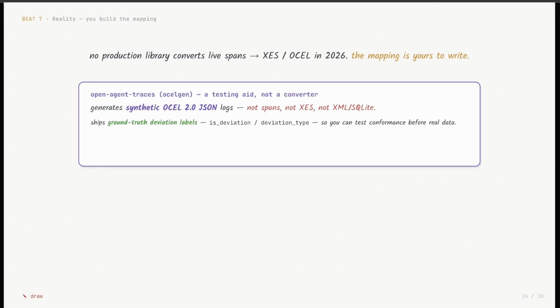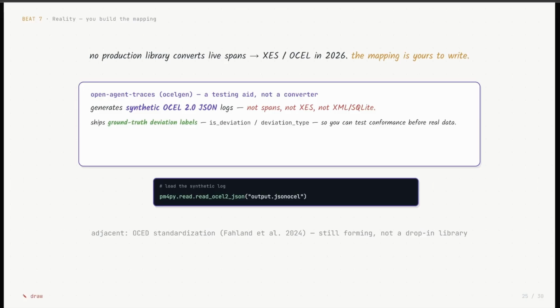100% foolproof tool. So there is OCEL Gen, which is what we call simulation with process mining. What it does is generate synthetic OCEL 2.0 JSONs, and they're not real ones. And what makes it valuable is that it ships ground truth deviation labels. So each event is tagged, for example, as you can see here, is_deviation and deviation_type. So you can test your conformance checking against known bad runs before you point it at real data.